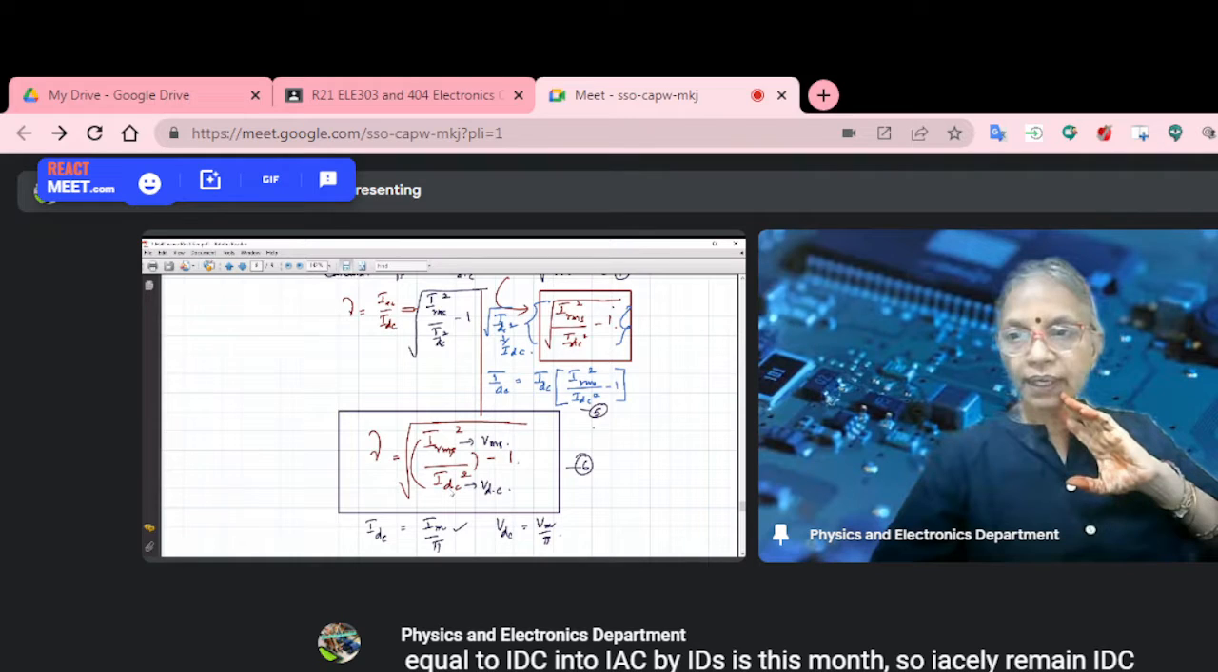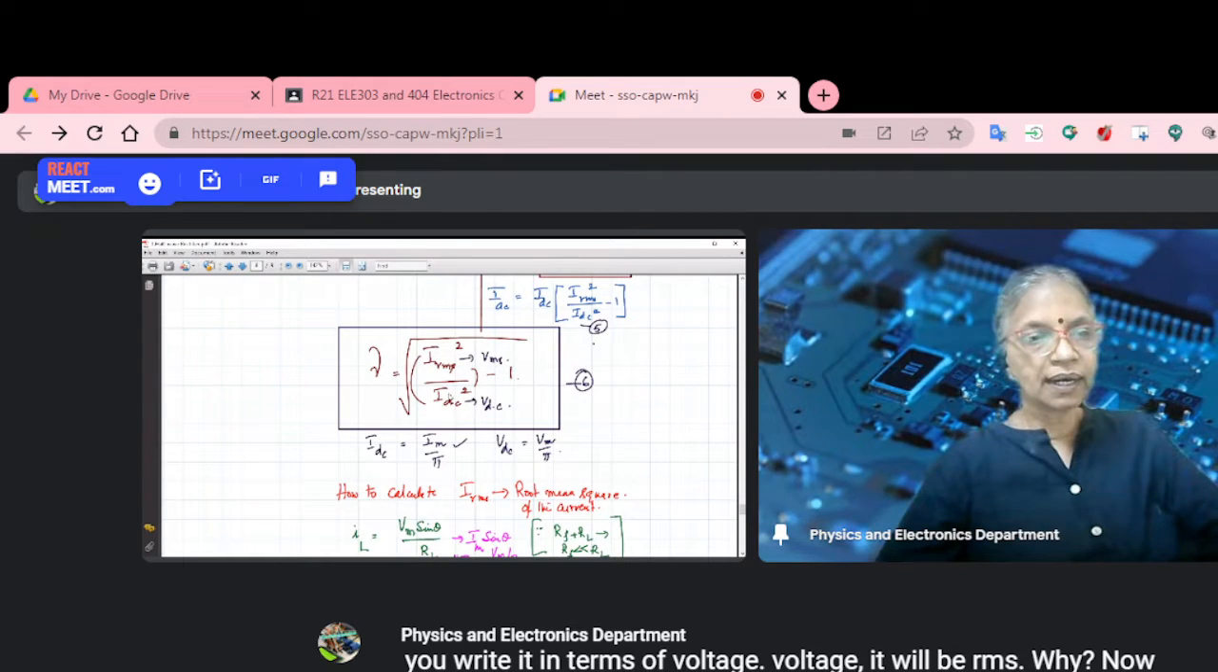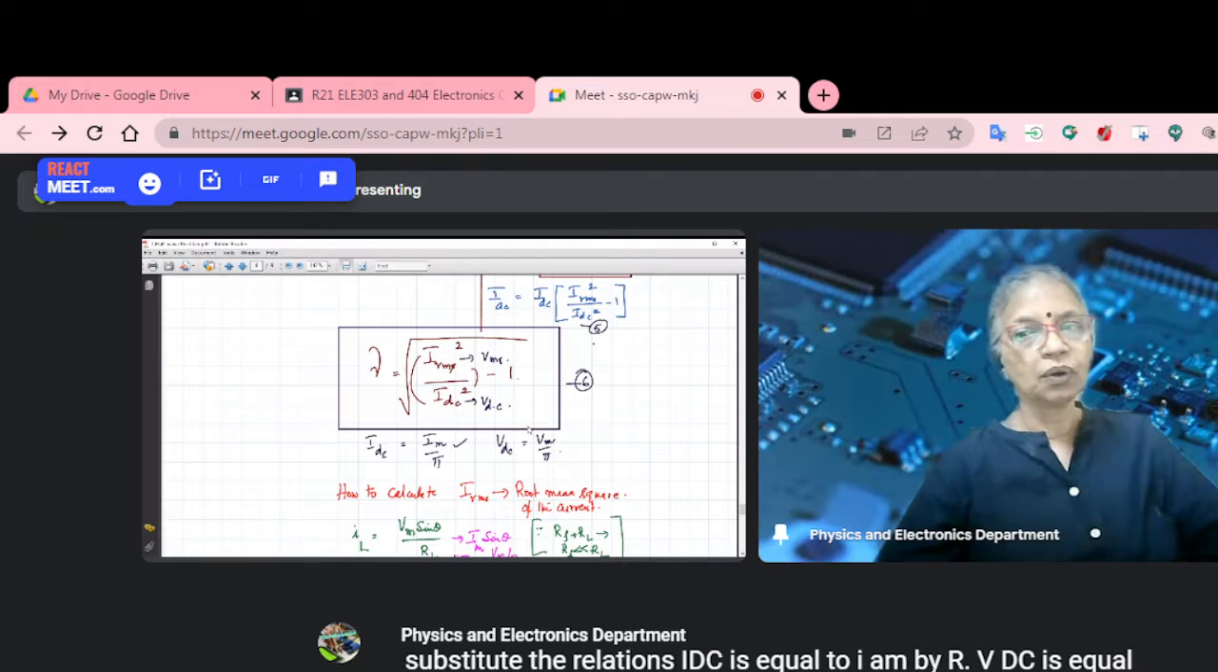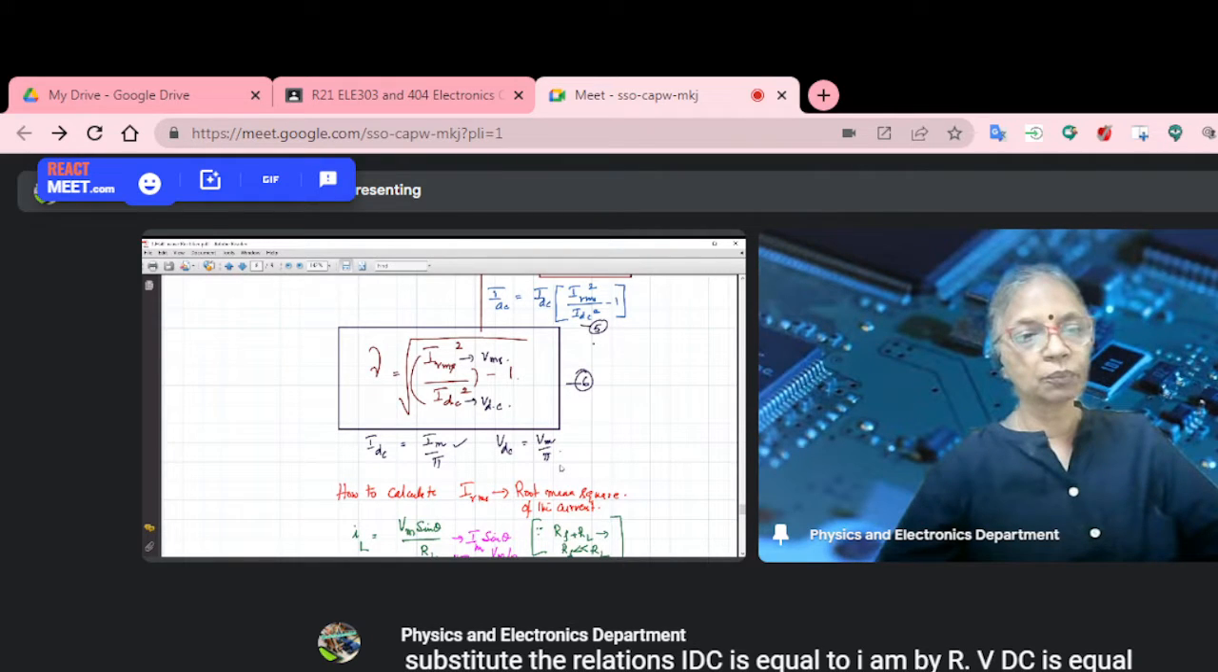The same expression can also be written in terms of voltage. So when you write it in terms of voltage, it will be VRMS by VDC. Now substitute the relations IDC is equal to Im by pi, or VDC is equal to Vm by pi. Now what are you left with? You have to calculate the IRMS value. In the last class, in the physical mode, I think I've shown you how to do the mean square value of the current or the voltage.